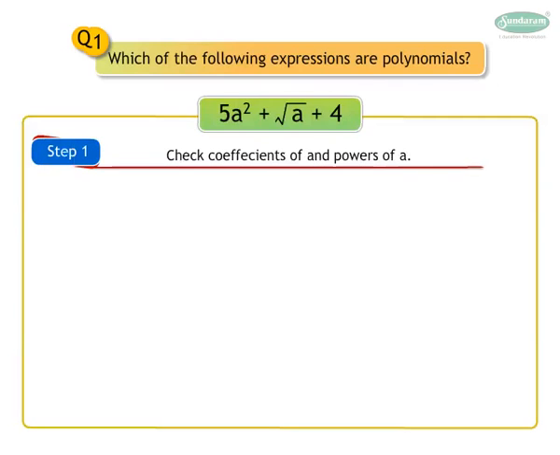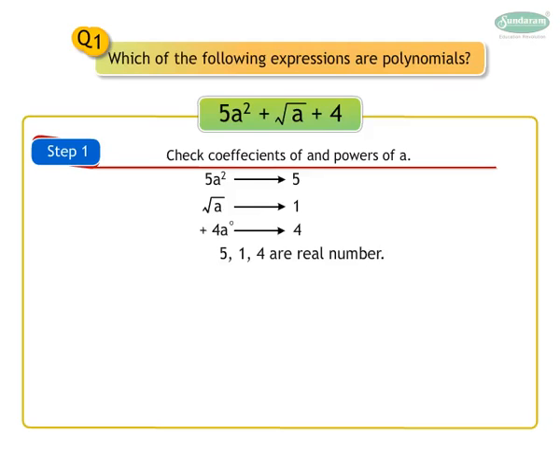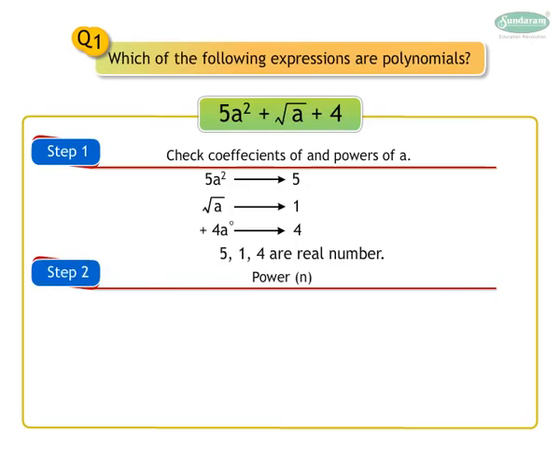Step 1. Well, we have to check the coefficients of a and the powers of a. The coefficient of 5a square is 5. Coefficient of square root of a is 1 and a raised to 0 is plus 4. All are real numbers, so it satisfies the first condition. Step 2. Let us check the powers of a. The power of 5a square is 2.